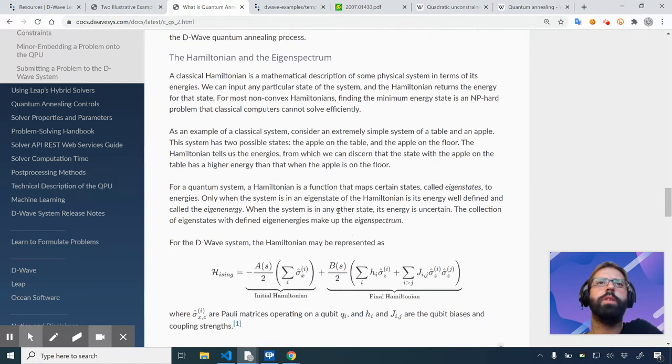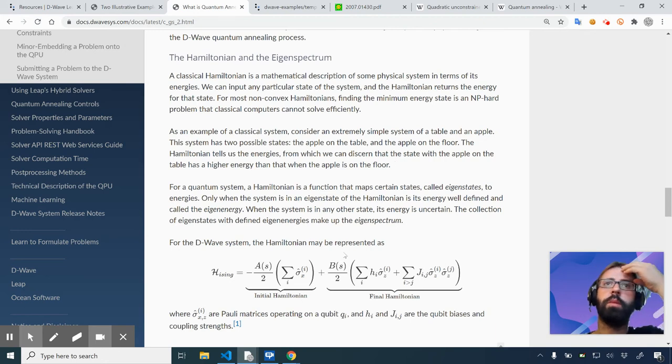As an example of a classical system, consider an extremely simple system of a table and an apple. The system has 2 possible states: the apple on the table, or the apple on the floor. The Hamiltonian tells us the energies, from which we can discern that the state with the apple on the table has a higher energy than when the apple is on the floor.